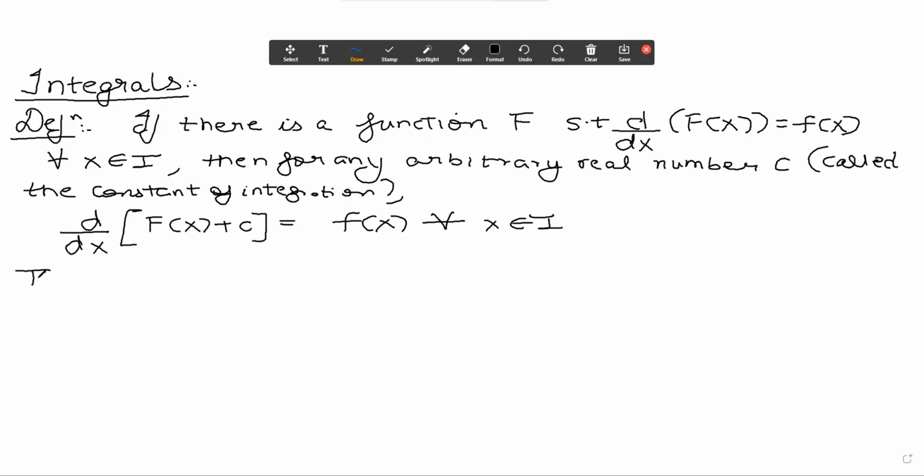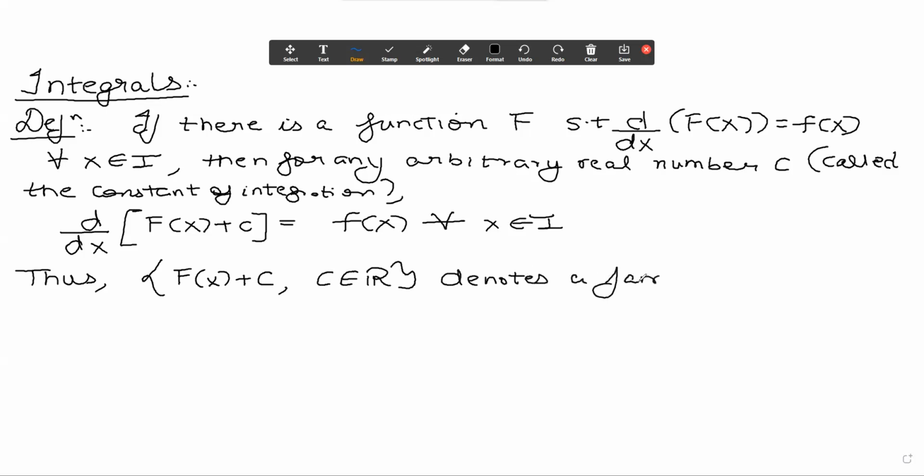So I can say thus capital F of x plus C, where C is the constant of integration belonging to the set of all real numbers, denotes a family of antiderivatives. Antiderivatives of the function f.